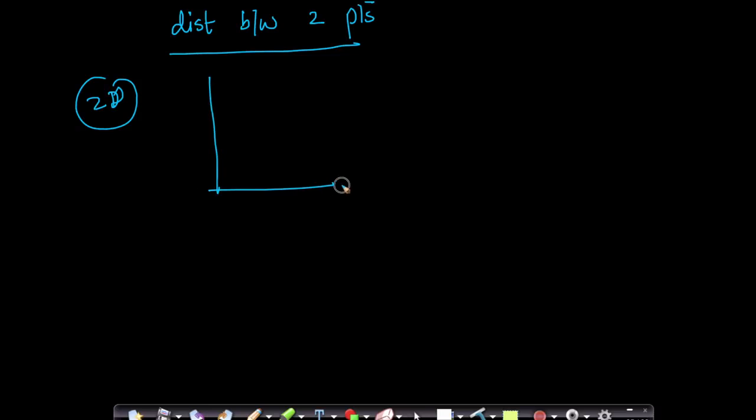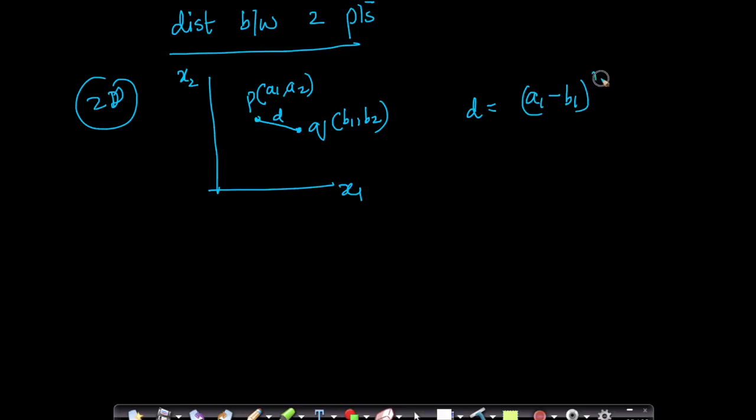So let's assume I have two axes x1 and x2, and I have 2 points P and Q. Let's assume P has A1 and A2, and Q has B1 and B2 as the respective components. Now I want to find the distance between these 2 points. I want to find this D. If you remember your basic coordinate geometry, this D is nothing but the square root of (A1 minus B1) square plus (A2 minus B2) square. Again, you can easily prove this using Pythagoras theorem.